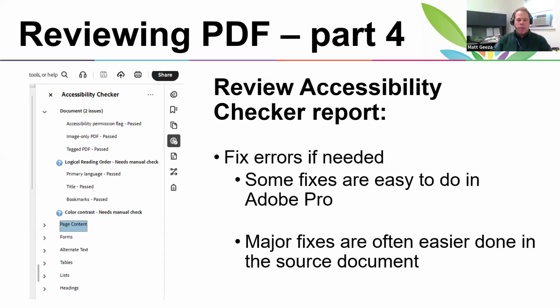And really, there's just a couple of other little steps, and I'll show you what the next steps would be. If there were some major errors, what you would want to do is probably go back to the source document after you figured out what those errors were, make the corrections in the source document, save it again as a PDF, and then repeat the process that we just outlined over the last few slides. It's a lot easier to change and fix things back in the source document rather than trying to do it in the PDF in Adobe Pro. Some fixes are easy enough to do in Adobe Pro, and we'll look at a few examples of that in just a moment.